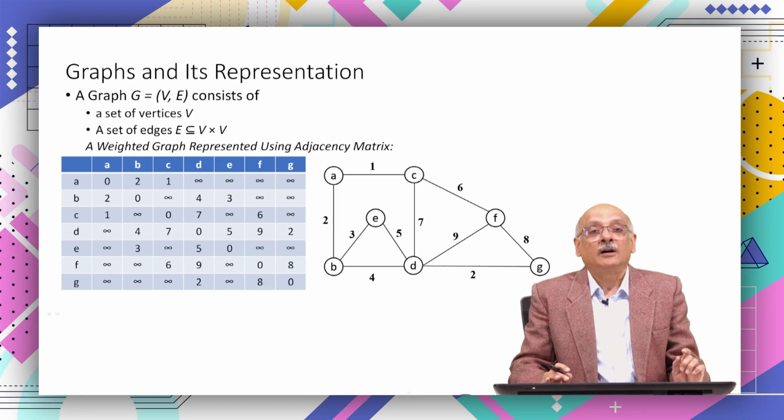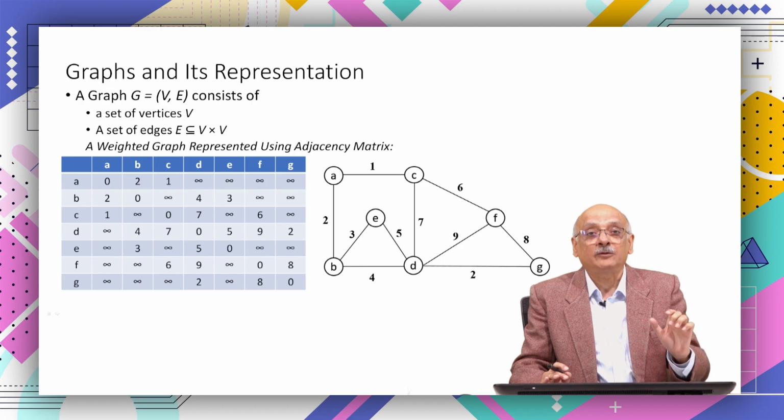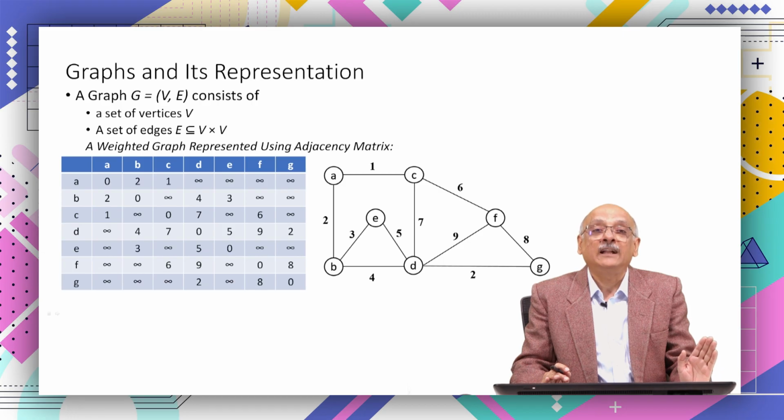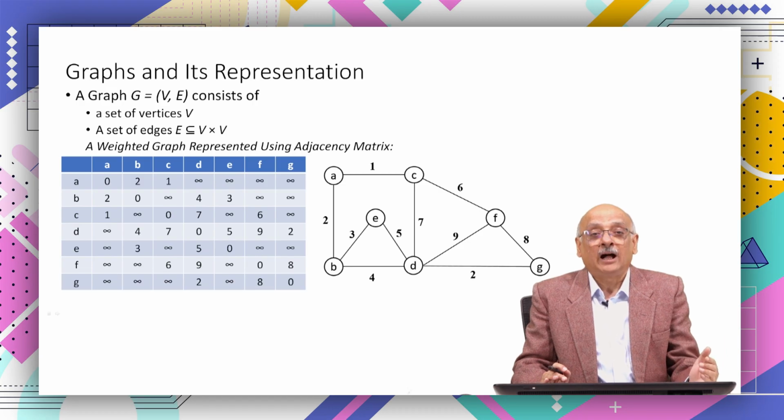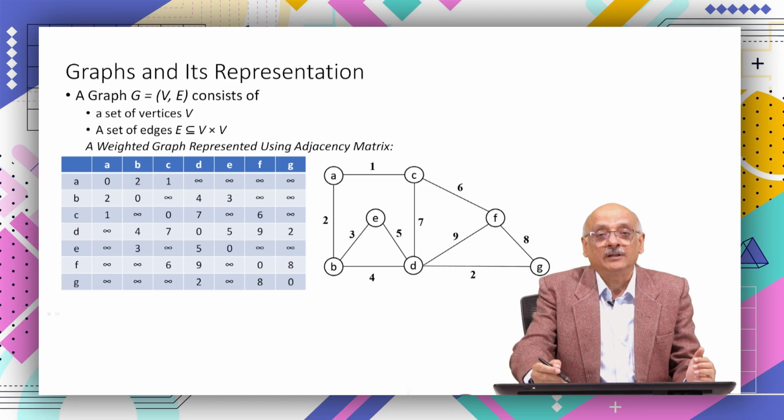Further, we will be using a weighted graph, because we are trying to find the minimum cost spanning tree. That weighted graph will be represented with the help of an adjacency matrix representation. We have already covered adjacency matrix representation in a previous session. However, let's take an example here.